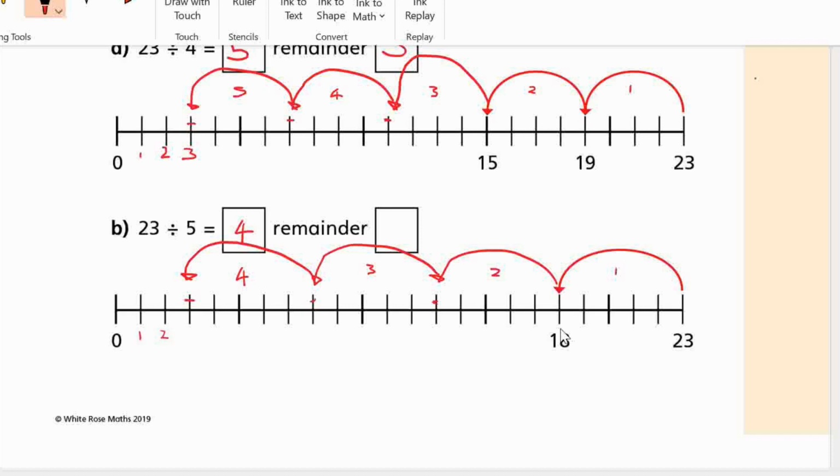3, 1, 2, 3. Yeah, you need to count up to the point where you last jumped. So you have a remainder 3. Okay, and that makes sense because we know 4 times 5 is 20, and then you'll have 3 left over.